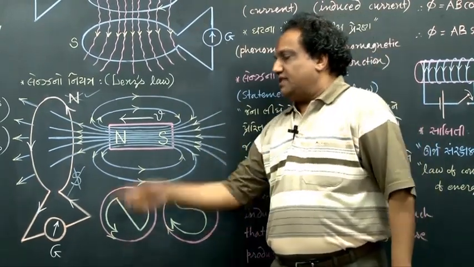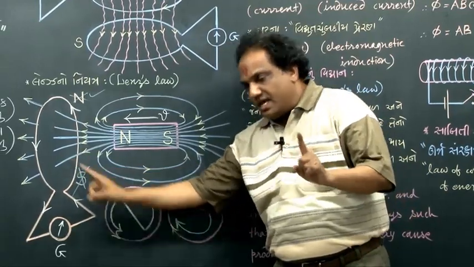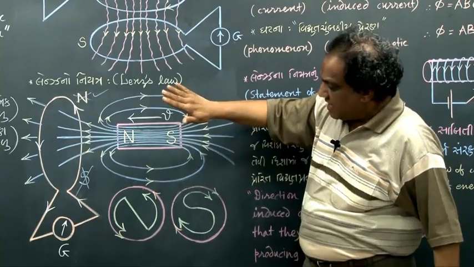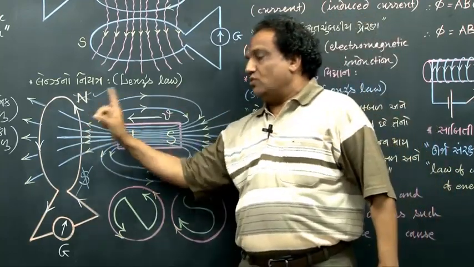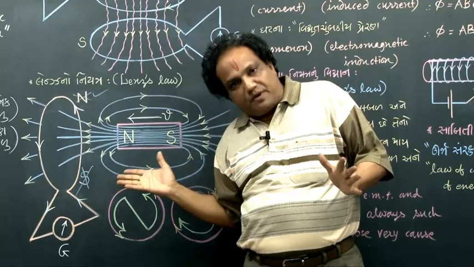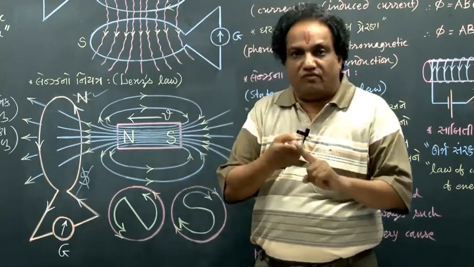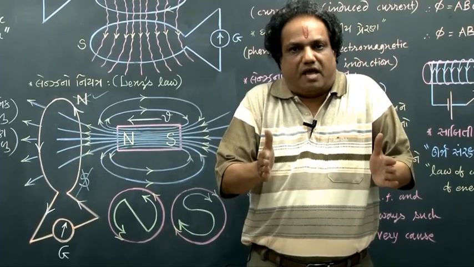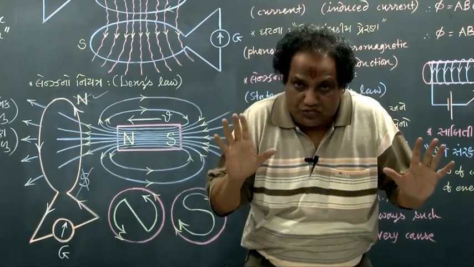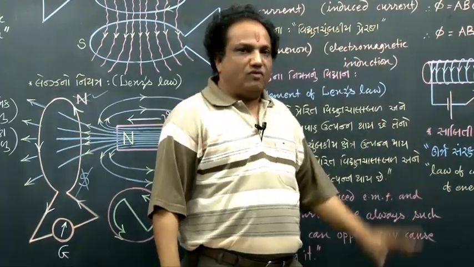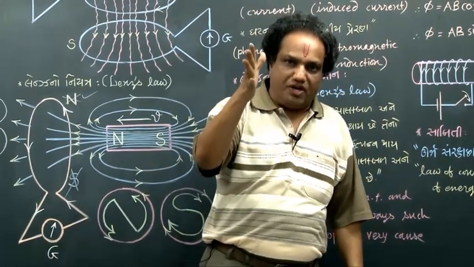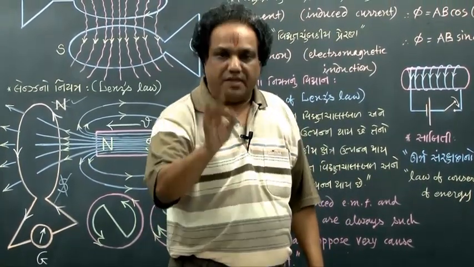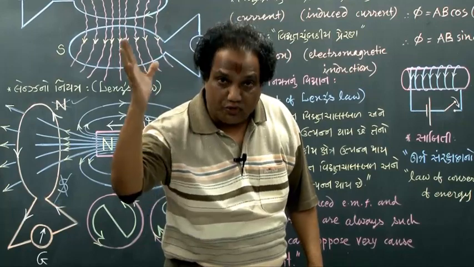And it is not necessary that you keep this coil at rest and move only the magnet. You may keep the magnet at rest and move only the coil. Then also this thing happens. I mean to say, because of Lenz's law, the relative motion between the coil and the bar magnet is opposed. Fine. I repeat this statement of Lenz's law: the direction of induced EMF and induced current are always such that they oppose the very cause producing it.